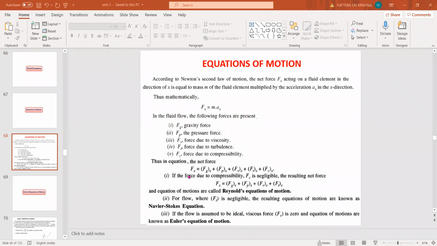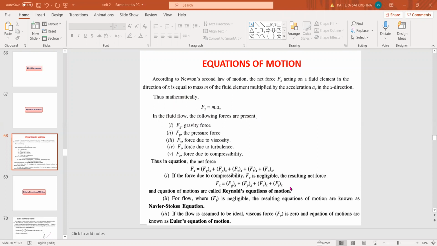So the net force Fx is equal to the summation of all these forces: gravitational force, pressure force, viscosity force, turbulence force, and compressibility force. If you remove the compressibility force, the equation we get is called Reynolds equation of motion. And if turbulence is negligible, then Ft will be negligible, and the equation formed is called the Navier-Stokes equation.